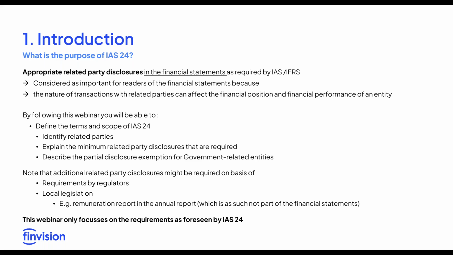A practical example which all quoted companies will have are remuneration reports, which are included in the annual report, and technically from an IFRS point of view, these are not part of the financial statements. So there is a kind of overlap. We'll go deeper on that, what are more extended requirements by those legislations, but this webinar focuses on what is the minimum required by IAS 24, and in principle for non-quoted companies, those will be the minimum related party disclosures that are needed.